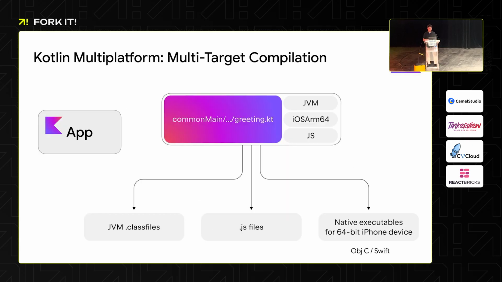Okay, so that's the Kotlin compilation. We have the Kotlin code, and it's going to compile for each target. It is going to compile 3 times. For Android, the output will be .class files, for web, JavaScript files, and native executables for iOS.